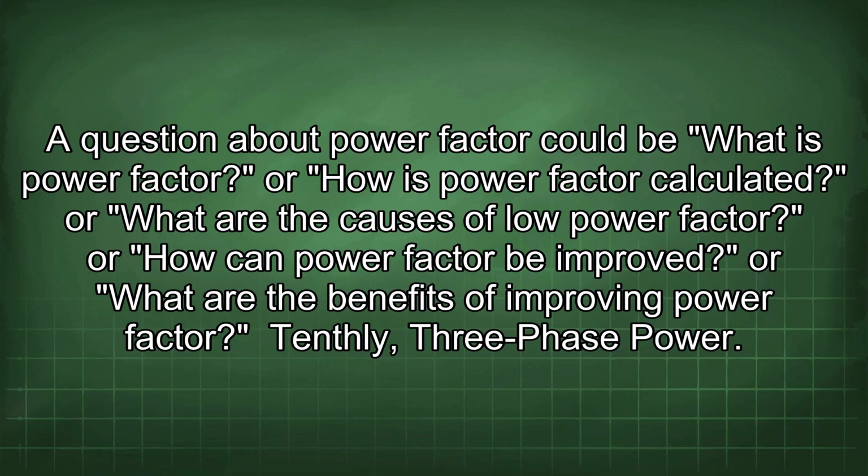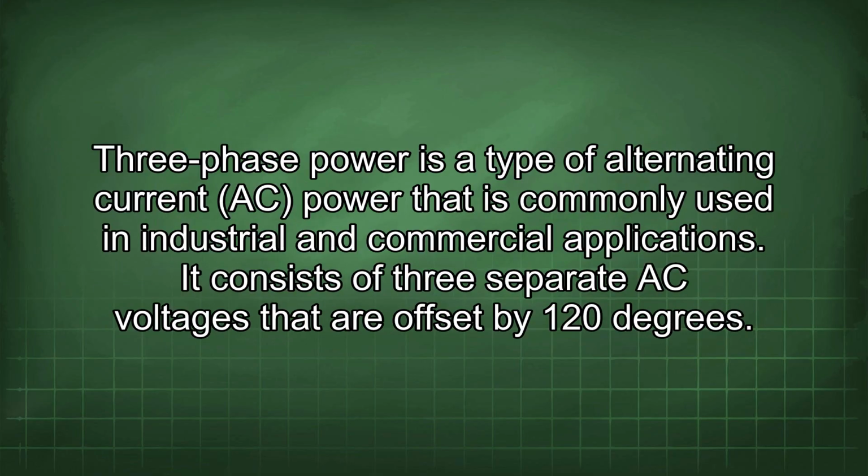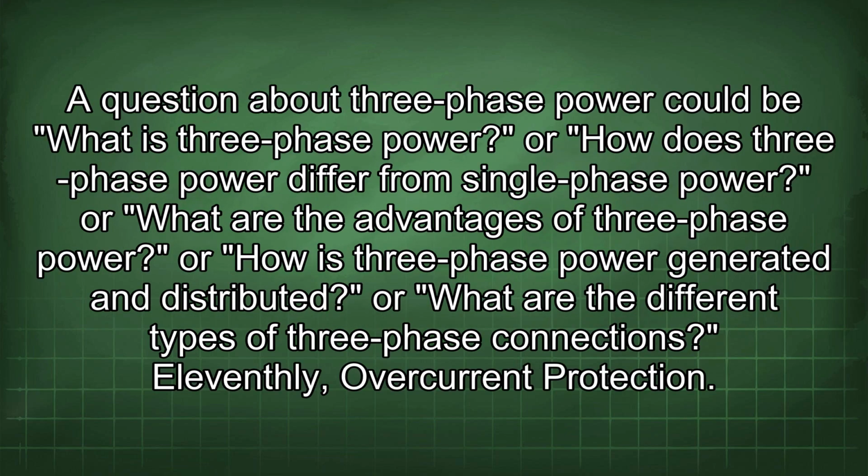Tenthly, three-phase power. Three-phase power is a type of alternating current AC power that is commonly used in industrial and commercial applications. It consists of three separate AC voltages that are offset by 120 degrees. A question about three-phase power could be, what is three-phase power?